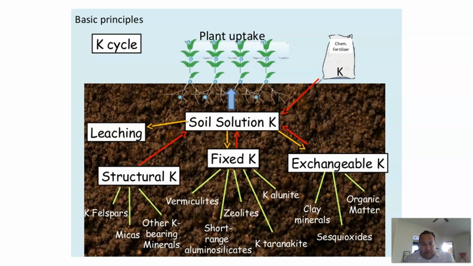How do we lose potassium in the soil? Well, once we get it to the soil solution, it's either taken up by the plant, or it leaches out, or it can go back into those vermiculites and zeolites as fixed potassium, or back to exchangeable potassium in the clay minerals, organic matter, or sesquioxides.